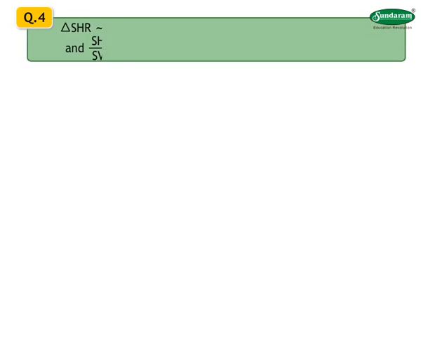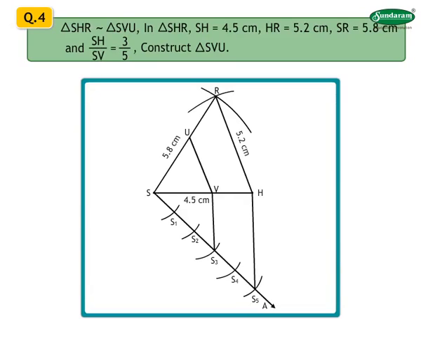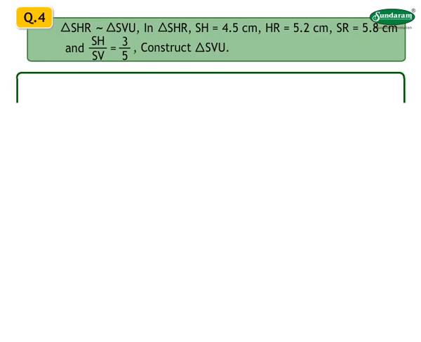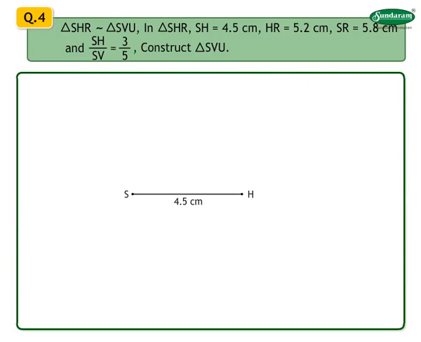Question 4. Triangle SHR is similar to triangle SVU. In triangle SHR, SH is equal to 4.5 centimeters. HR is equal to 5.2 centimeters. SR is equal to 5.8 centimeters and SH upon SV is equal to 3 upon 5. Construct triangle SVU. Solution. Draw segment SH of 4.5 centimeters.